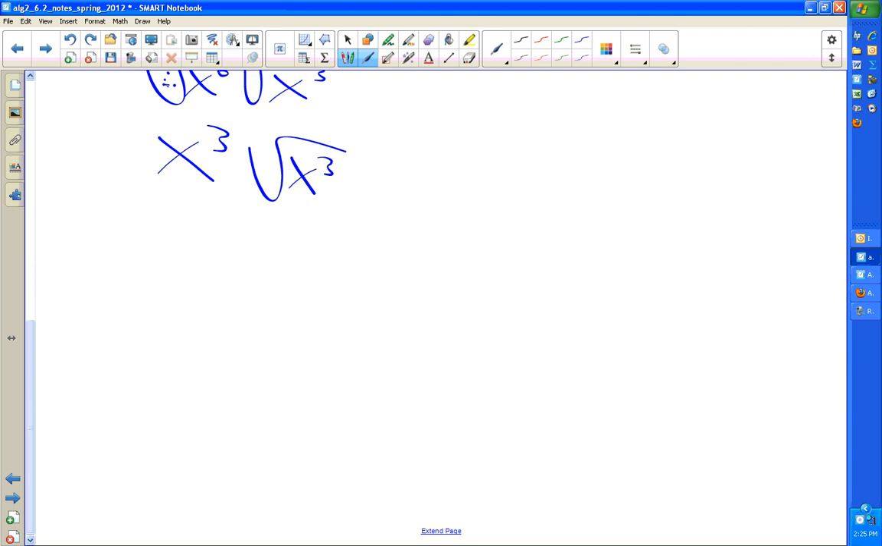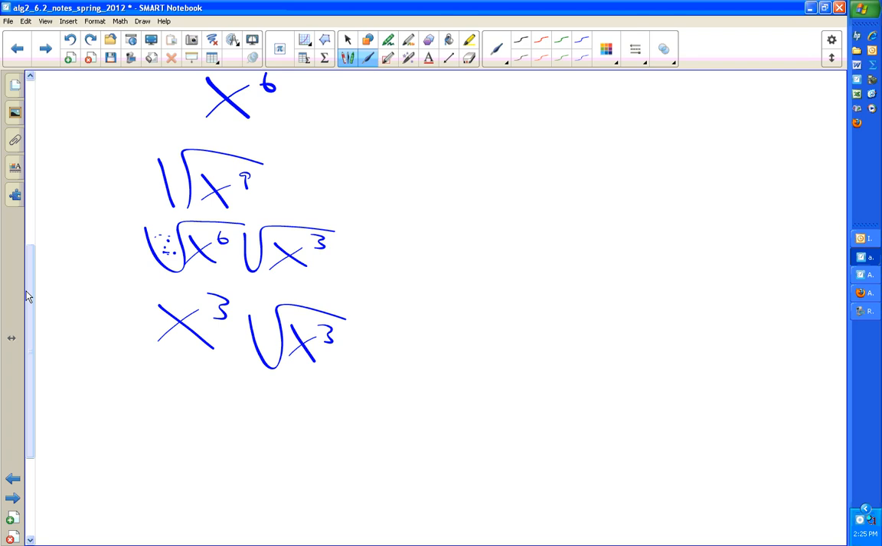Why don't you take the square root of the power of 6? Because you're not taking the square root of a power, you're taking the square root of x to the 6th. The definition of a square root is something times itself will equal the radicand. X to the 3rd times x to the 3rd is x to the 6th, therefore x to the 3rd is the square root of x to the 6th.